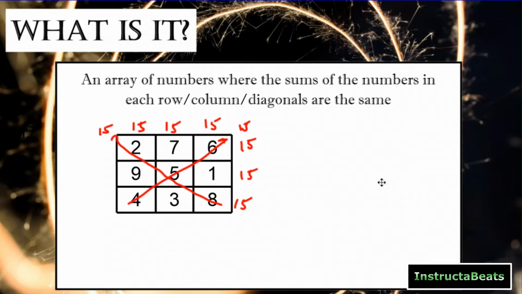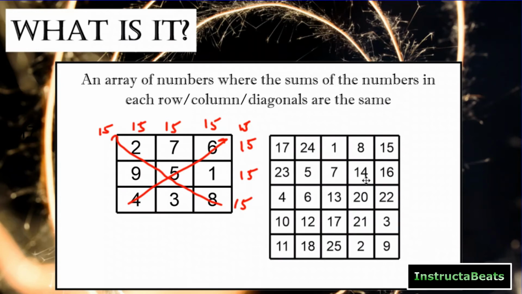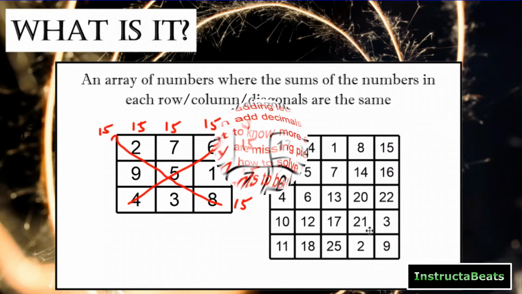Another typical example of a magic square would be the 5 by 5 array. So obviously this isn't going to equal 15, but if you add up each row, all 5 rows, all 5 columns, and the two diagonals will give you the same sum when you add them up. So that's what a magic square is. That's why it is so magical.